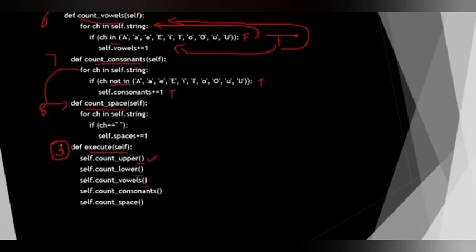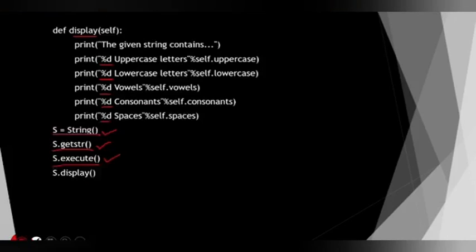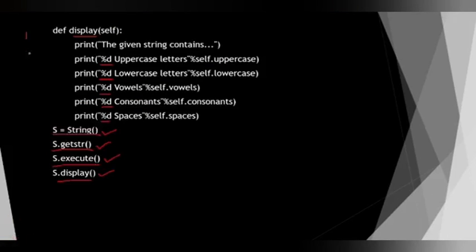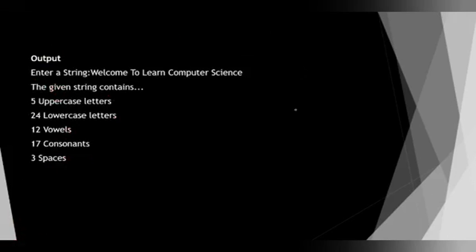After the execution of all these statements, the control transfers to the main program, and then it executes the display function. At last, the display function is executed and you get the output. So this is a very important program. This is one of the practical programs in your 12th standard public practical examination.